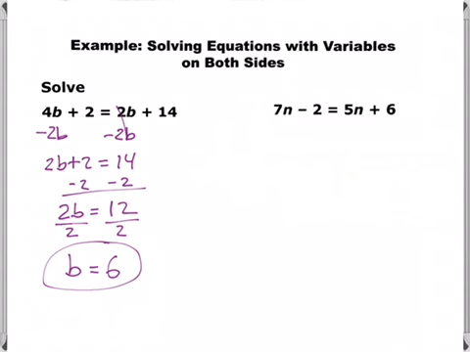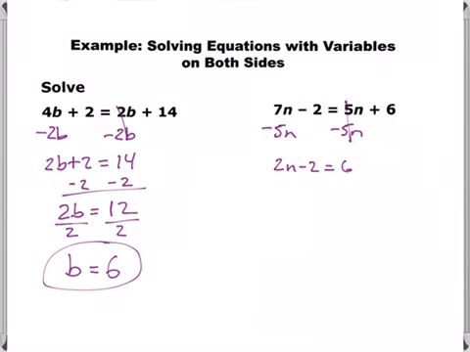In example 2, I'm doing something very similar. I have 7n minus 2 equals 5n plus 6. I want to gather the n's on one side and the constants on the other. So I'm going to subtract 5n from both sides to start the problem. I'm left with 2n minus 2 equals 6.